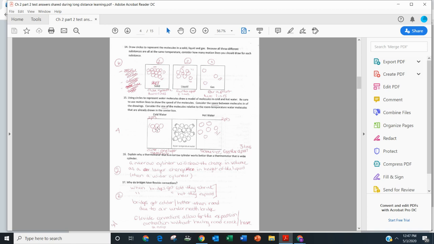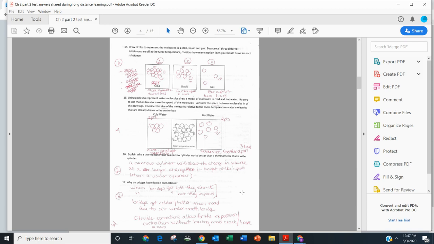Number 15, when we had cold water and hot water to draw in, that was also pretty good. There were some people who drew them different sizes, and there was a little bit of line issues here, but since this one was given 2, the cold water should have been given 1, and hot water should have been given 3.